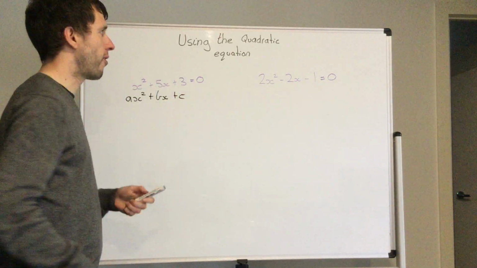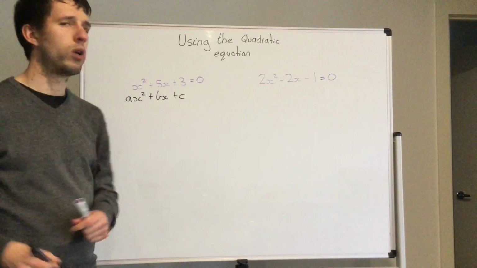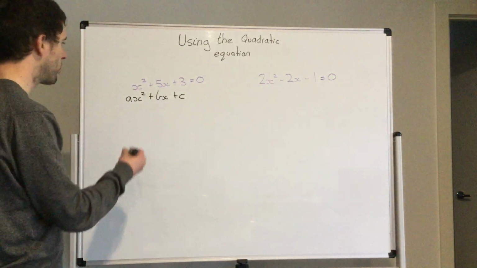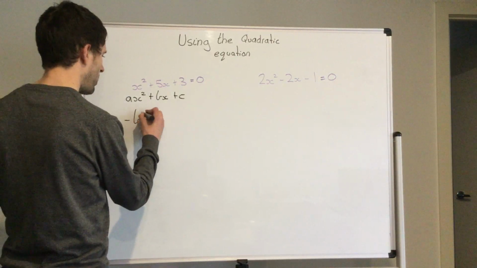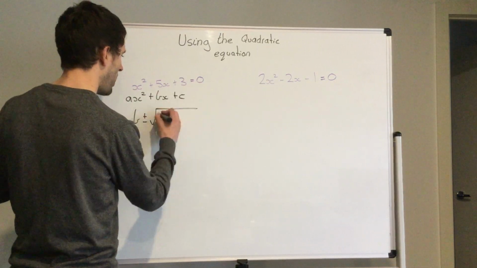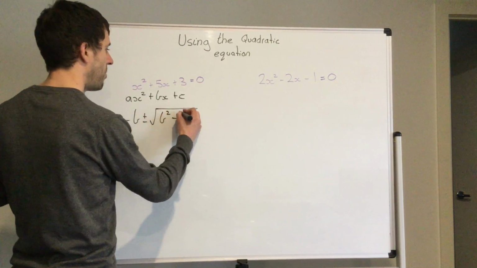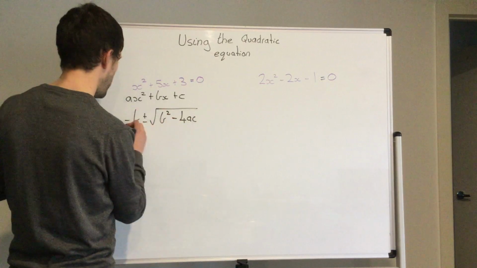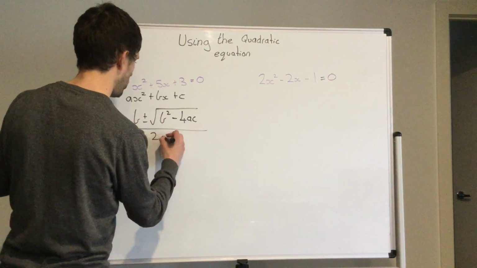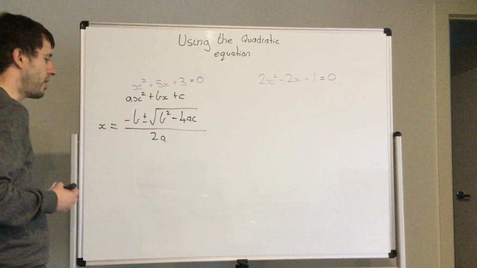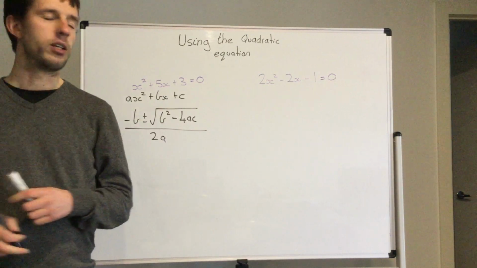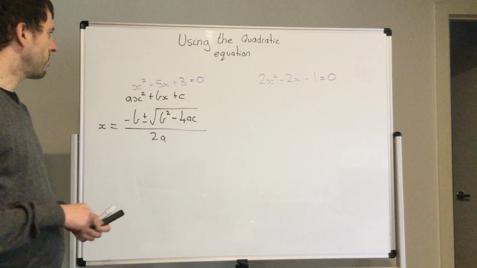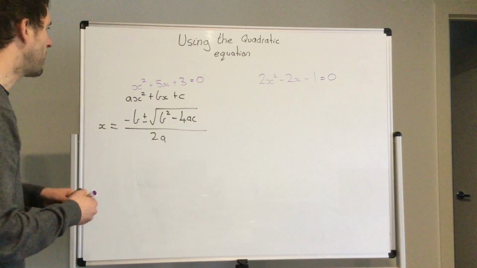And the second thing I'm going to be thinking about is writing down my quadratic equation. I do that every single time. So negative b plus or minus the square root of b squared minus 4ac divided by 2a. And that gets me my x values. So straight away, I'm just going to be plugging it in.